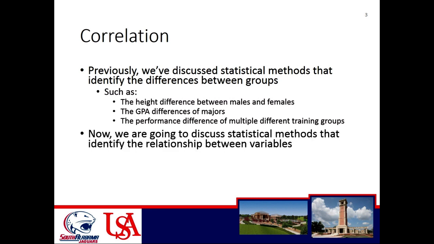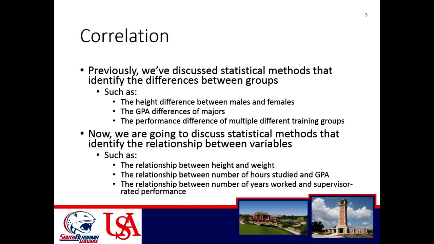Now, for the next few weeks, we're going to discuss statistical methods that identify the relationship between variables. For instance, a question we could answer with these methods is, what is the relationship between height and weight? There are no groups there. You're not comparing groups. You're just trying to figure out the general relationship between two variables, variable 1 being height and variable 2 being weight.